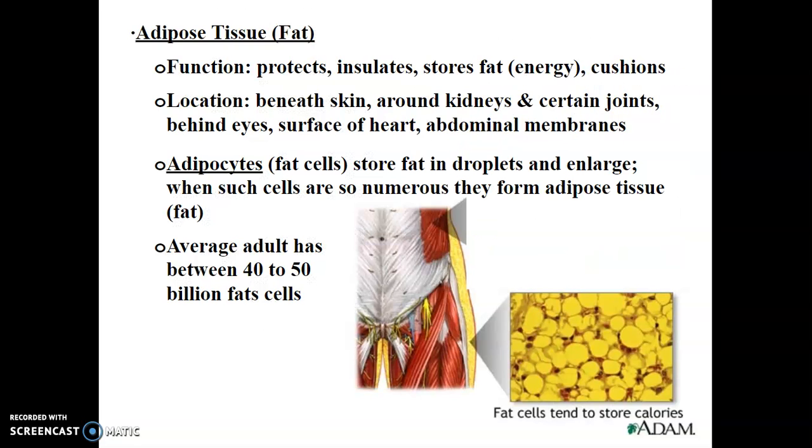Another type of connective tissue, a lot of people don't realize this, is something called adipose tissue. This is fat. This is the fat that we have in our bodies. It protects, it insulates, keeping us warm. The big job that we oftentimes know about is it stores energy. That's what fat is. It's stored energy. And it also cushions.